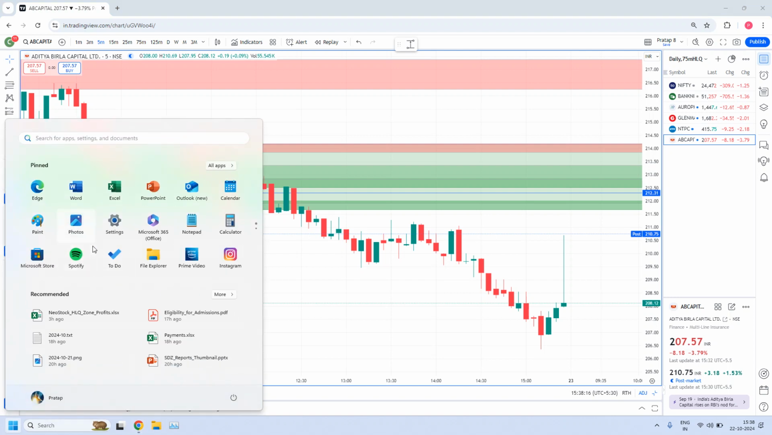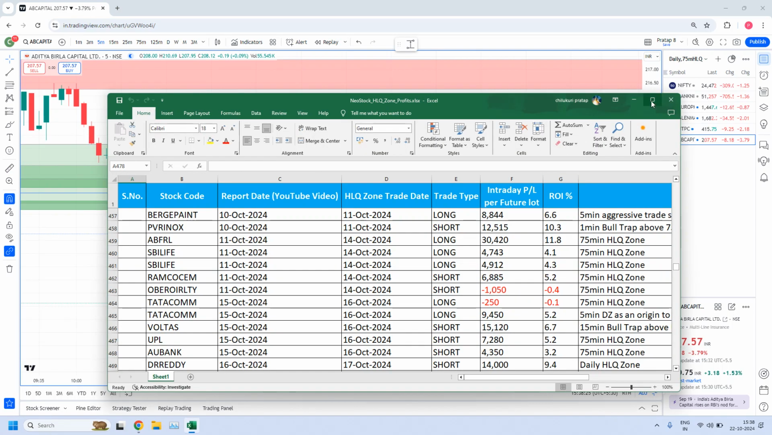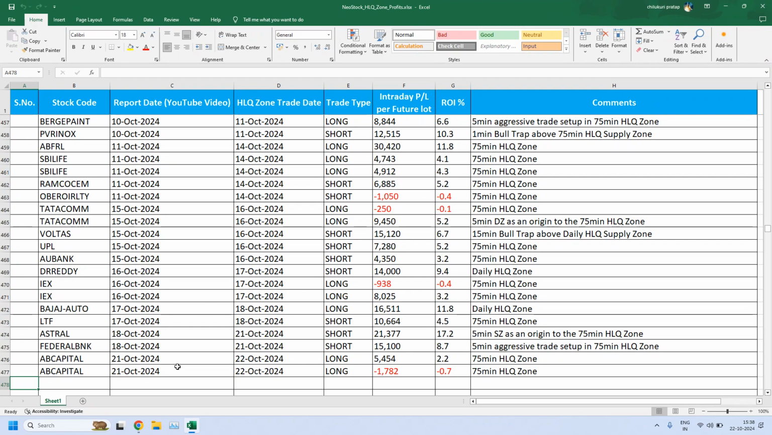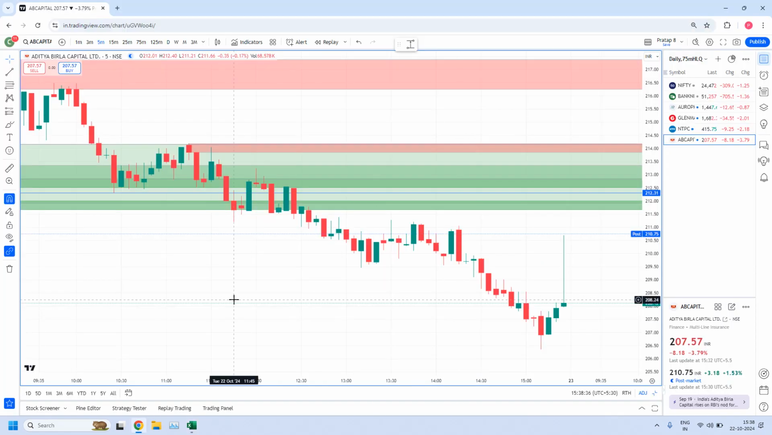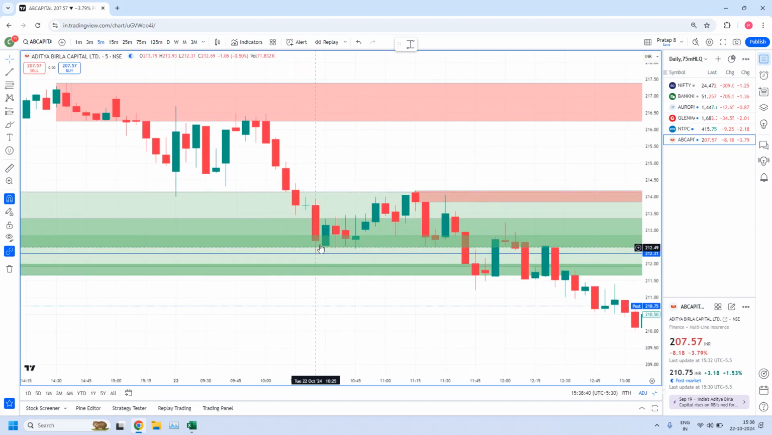So how much profit did we get? ABC Capital has given 5,454 rupees profit, which is a 2.2% ROI. Return on the investment is only 2.2%. But okay, something is better because it is already pierced. The zone is pierced. This was our first concern.